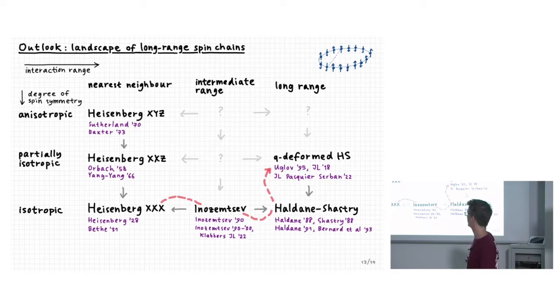In terms of representation theory, we understand Heisenberg very well, and we understand Haldane-Shastry in some sense even better. It's even nicer. There are no Bethe equations and so on. Inozemtsev, we don't know the algebraic structure, but it is exactly solvable, and by looking at the spectrum, we expect it to be integrable. And then once we understand the algebraic structure of Haldane-Shastry, we are able to Q-deform it to get a partially isotropic version of it.